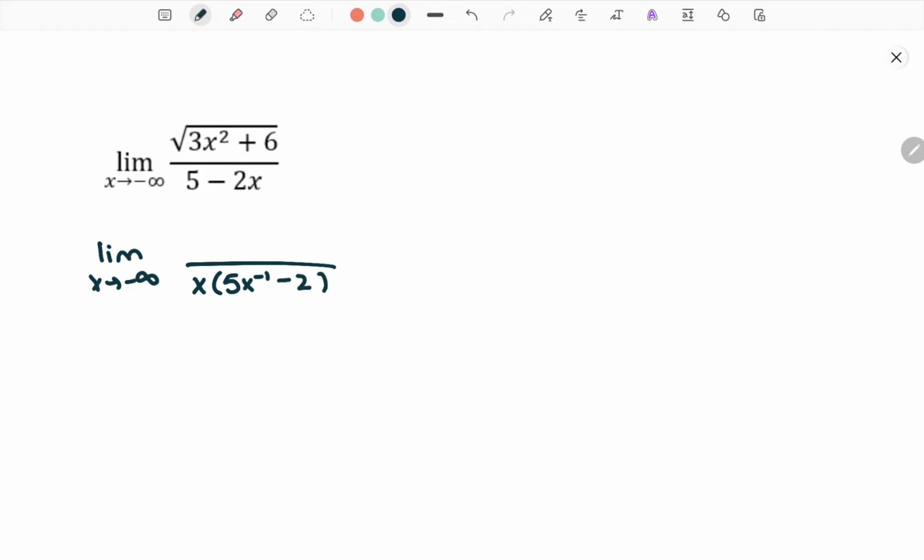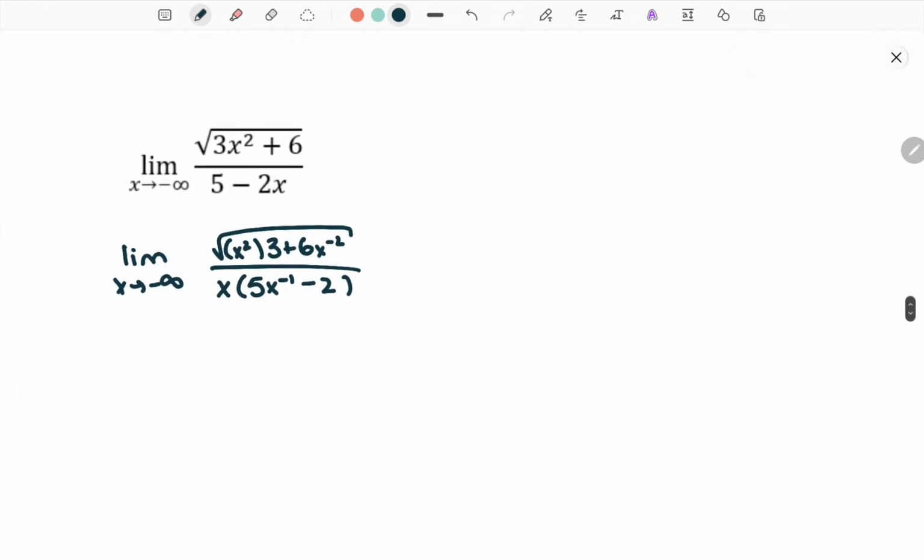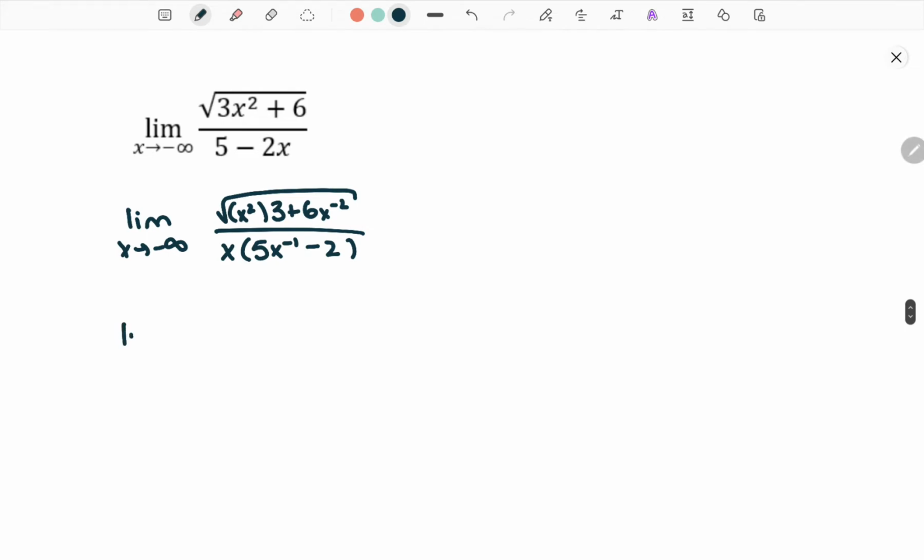I need to be able to pull out a factor of x on the top, but it also needs to be a factor of x outside of the radical. So first things first, I'm going to take the square root. I'm going to pull an x squared out of these two terms, because that's the biggest power I can anyway. 3 plus 6x to the minus 2. Now, when I take the square root of that x squared, it's going to be great, right? The square root of x squared is just x.